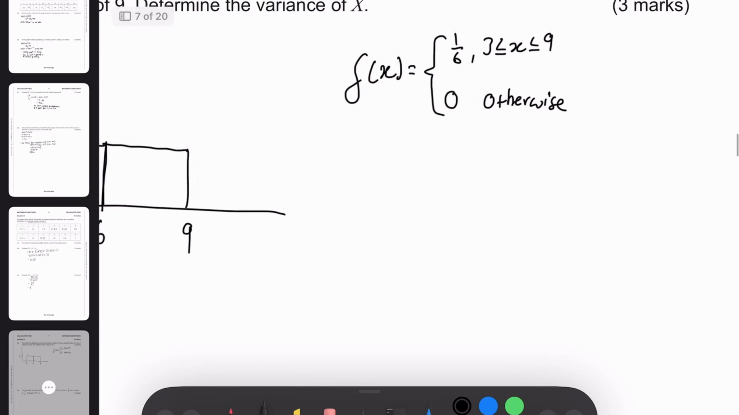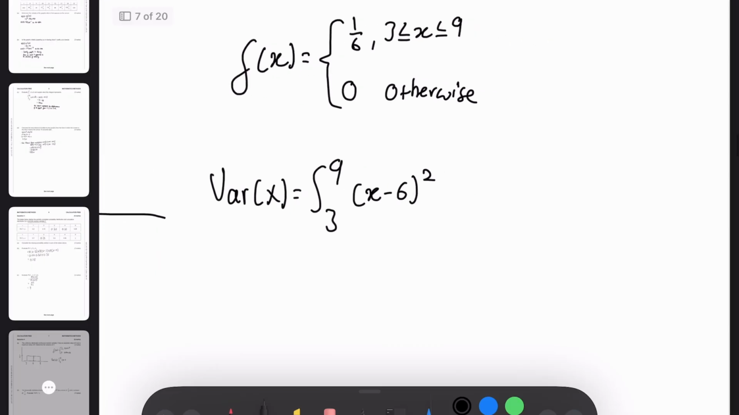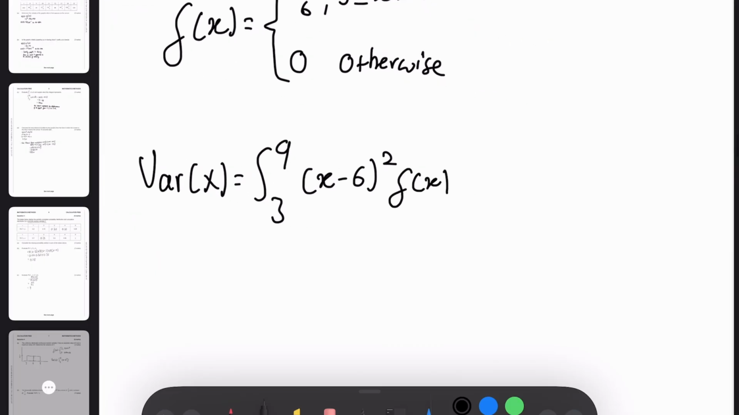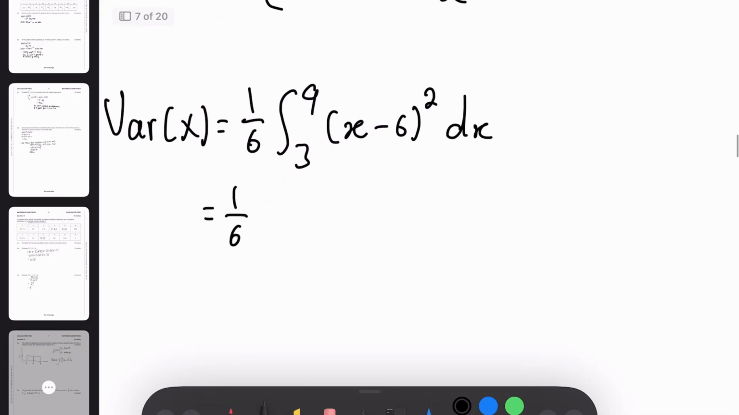Okay, then we can simply plug this into our variance formula. So variance of x is going to be equal to the integral of 3 to 9 of x minus the mean squared times our height, which is going to be our f of x. Now since we know our f of x is already going to be 1 on 6 for this range from 3 to 9, we can just put it outside like that, dx. Okay, then obviously since the 1 on 6 is a constant, we can just pull it to the outside. The integral from 3 to 9 of x minus 6 to the power of 2 dx. Then we just have to compute this formula here.